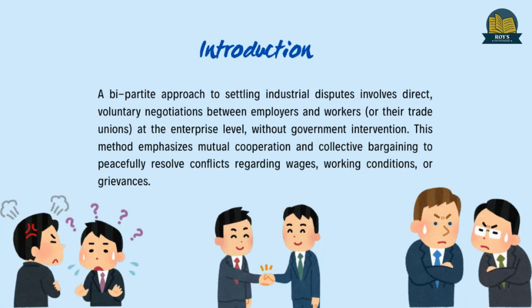Let's talk about the bipartite approach to settling industrial disputes. Essentially, this means that the resolution process involves direct negotiations between the employers and the workers or their trade unions. Importantly, these discussions happen at the enterprise level, without involving the government. This method is all about mutual cooperation and collective bargaining. The goal is to find peaceful solutions to issues related to wages, working conditions, or grievances. By focusing on direct dialogue, both parties can work together to resolve conflicts effectively, which aligns with the overall theme of promoting peaceful and constructive labor relations.